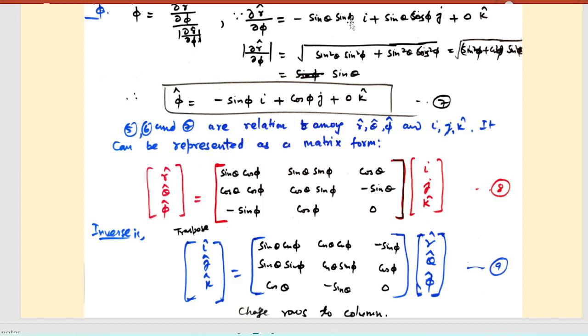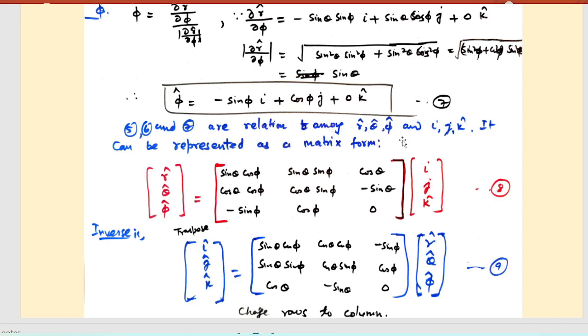So it will be minus sin theta sin phi i cap plus sin theta cos phi j cap plus, because this term does not have z, it was r cos theta, so if we differentiate with respect to phi, it will be 0. So it is 0 into k cap. The magnitude of this, again you will have to add the square of this component, so it will be sin theta. So phi cap will be minus sin phi i cap plus cos phi j cap plus 0 k cap. So now these are the values for the unit vectors r cap, theta cap and phi cap.